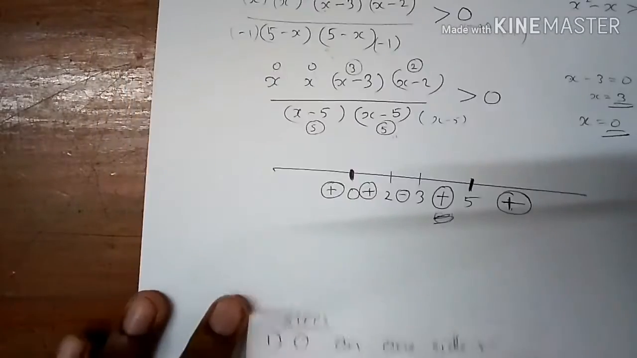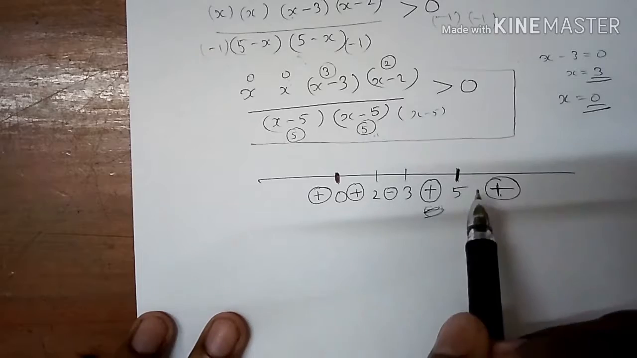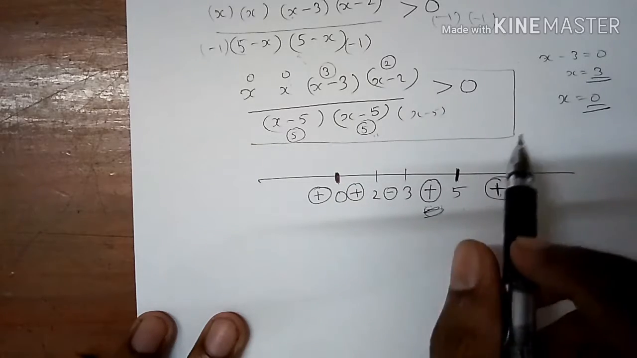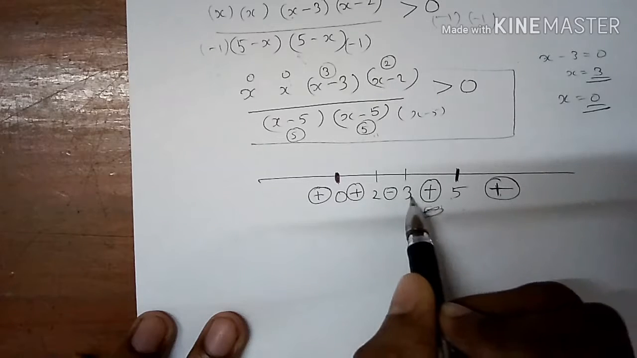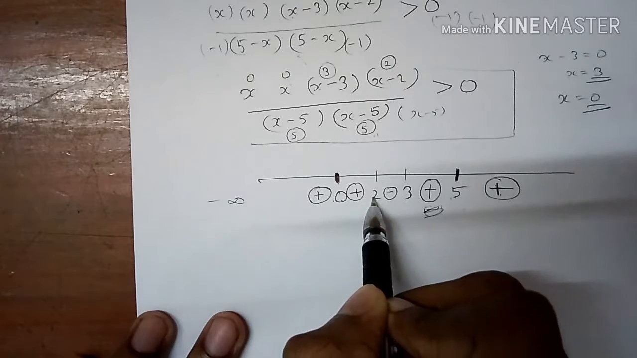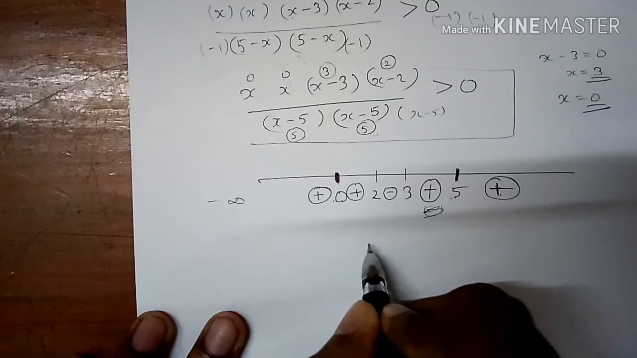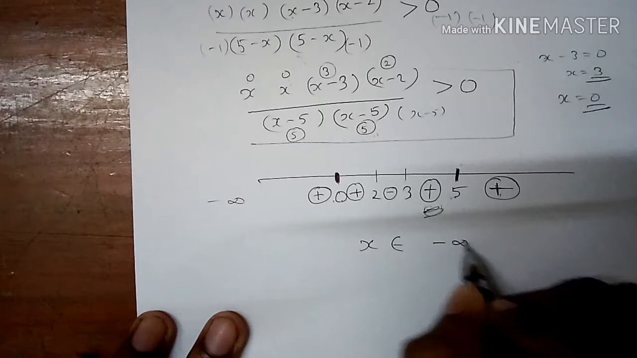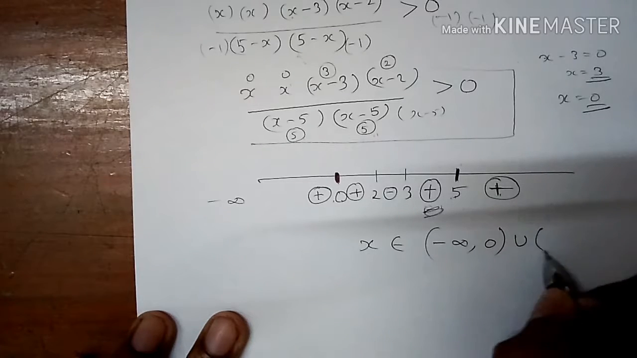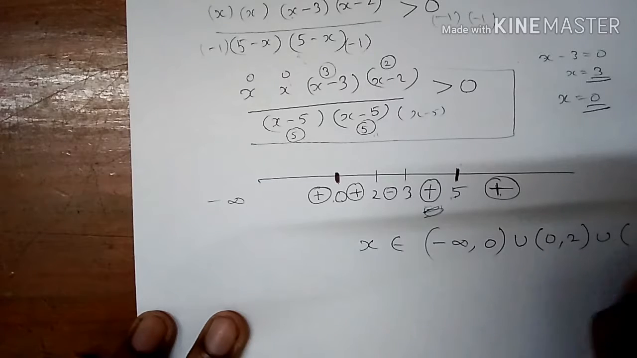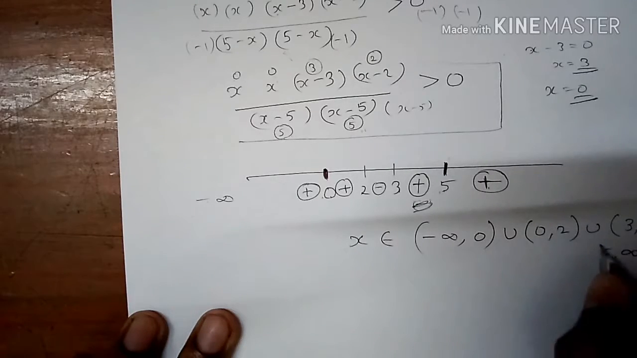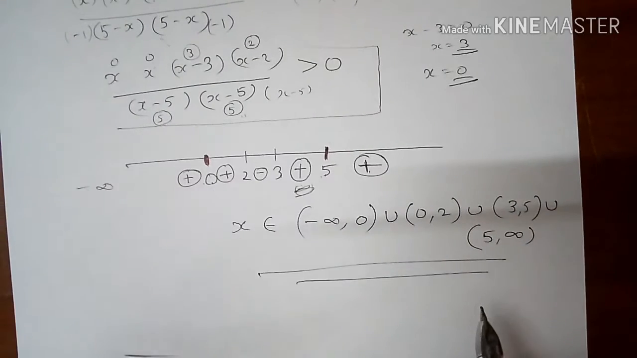Next we should look which all places is suitable for our answer. So this side should be greater than 0, right? So that means this side should be positive. So between 3 and 5 it's positive, between minus infinity to 0 it's positive, and 0 to 2 also it's positive. So our element x is an element of minus infinity to 0 union 0 to 2 and union 3 to 5 union 5 to plus infinity. So that's our answer to this inequality question.